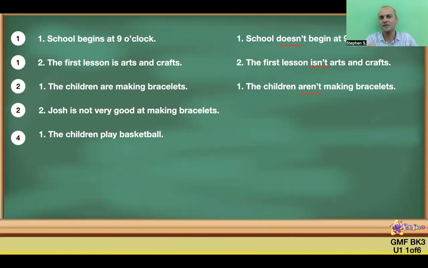Now, here is something that I want the kids to really use their brains for. It's a trap that I made for them. Josh is not very good at making bracelets. So what's the answer? Some students might say, Josh is not very good at making bracelets. Or some kids might even say, Josh isn't not very good at making bracelets. But of course, the opposite is, Josh is very good at making bracelets. The "not" is on that left-hand side.